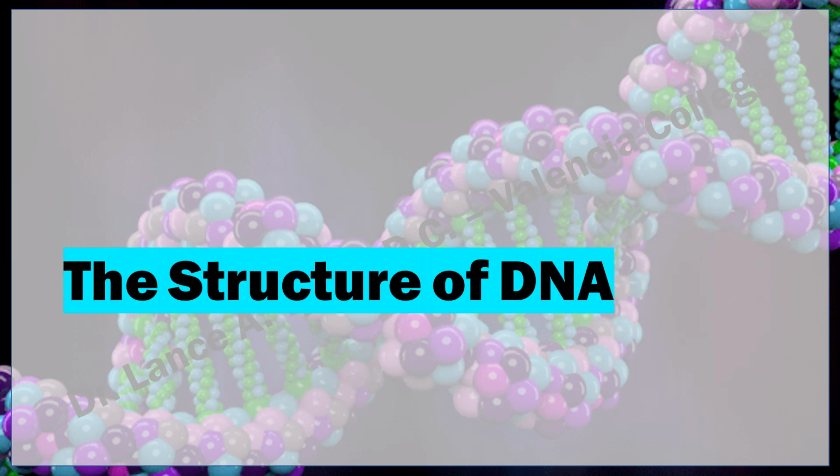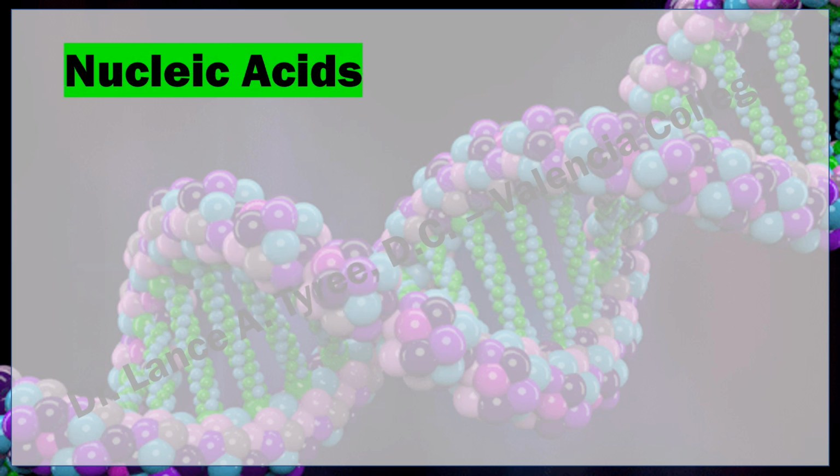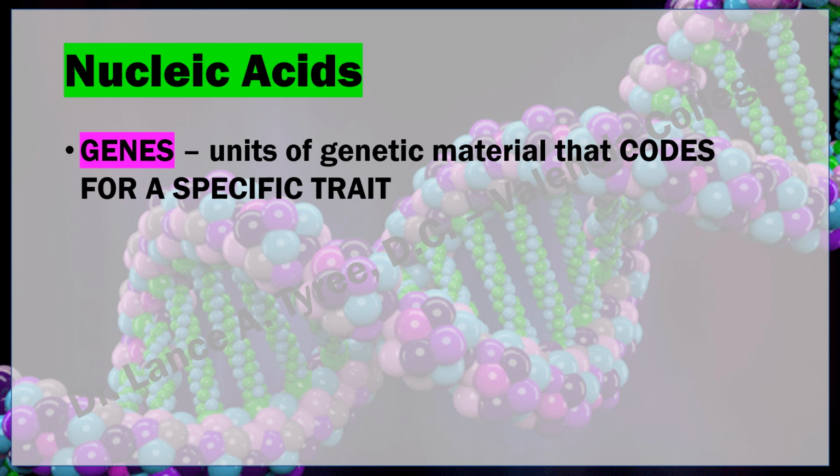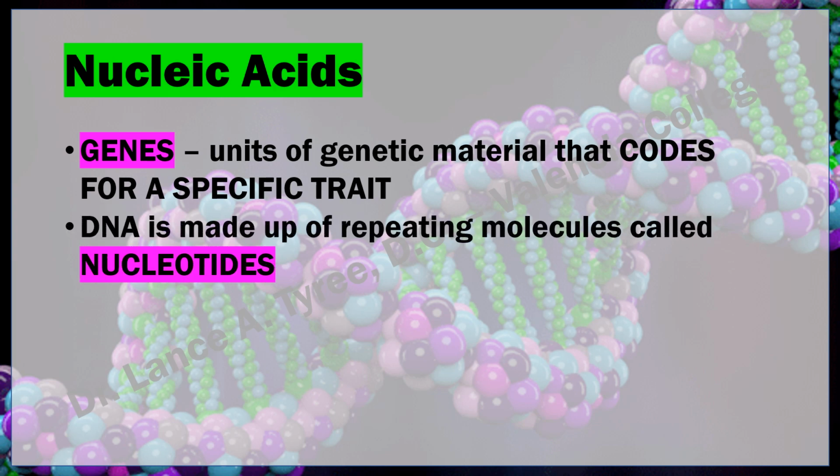So next we're going to go over the actual structure of DNA. Let's start with nucleic acids. So terminology first, we have genes, which are units of genetic material that code for a specific trait. DNA is made up of repeating molecules called nucleotides.